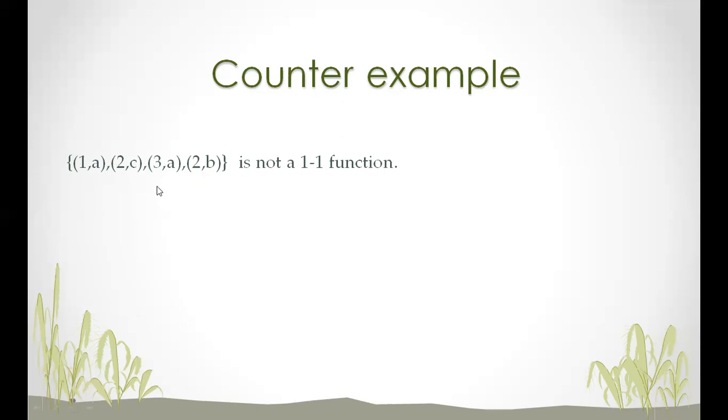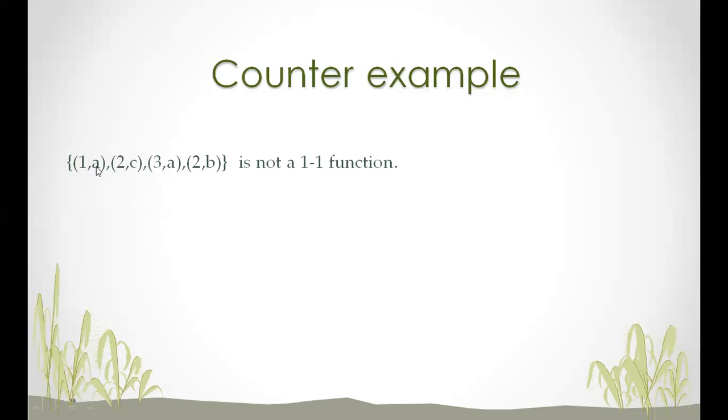For a one-one function, first of all we need a function, and this does not satisfy the definition of a function. So it is not a function. When it is not a function, it is definitely not a one-one function, because for a one-one function, a relation first has to satisfy all the conditions of a function.